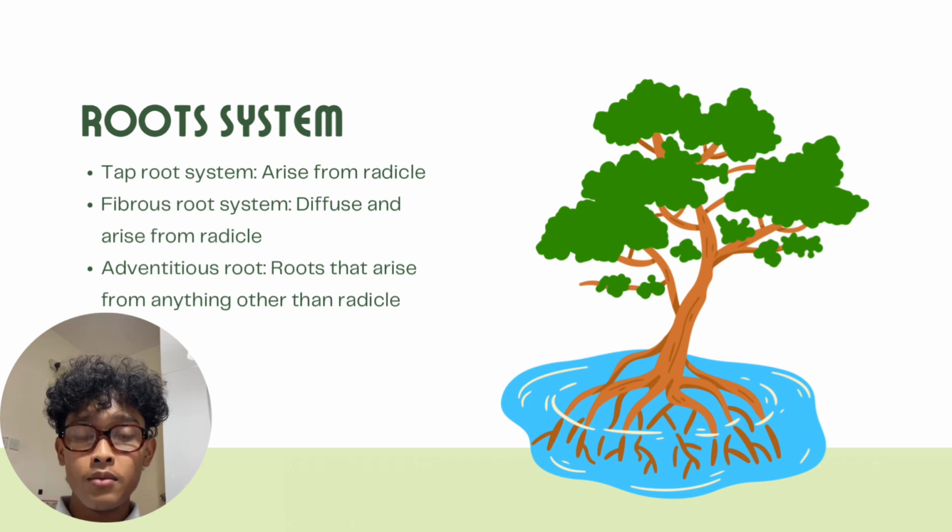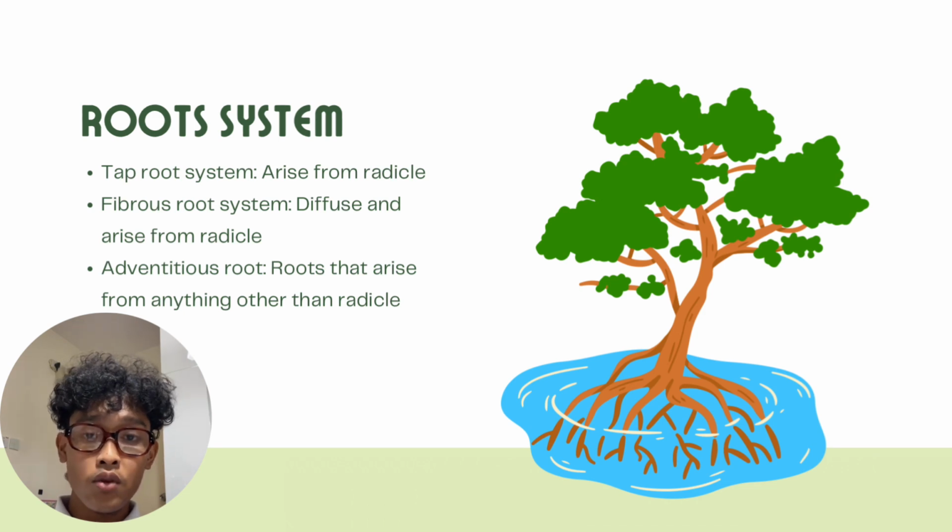It is common in most dicotyledonous plants like carrots, beans, mango, and also dandelions. For example, in a carrot, the thick root you eat is the taproot.